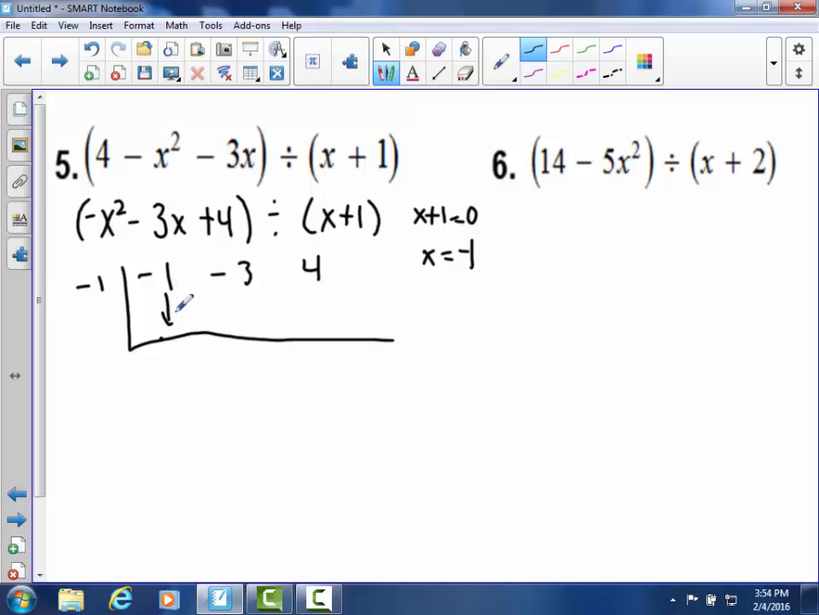So we bring it down. We multiply, we add, we multiply, we add. So since x squared was my highest power, we go 1 down from there, which will be x, so negative x minus 2 plus 6 over x plus 1.